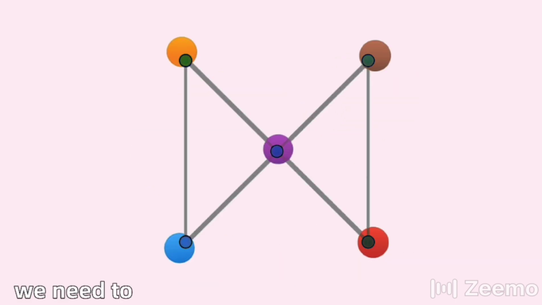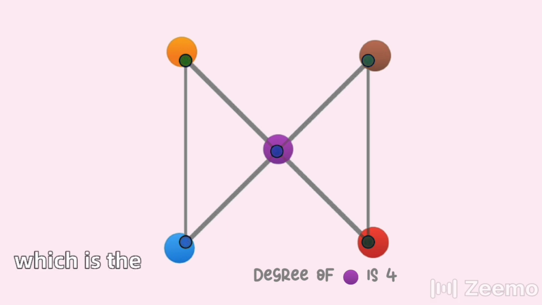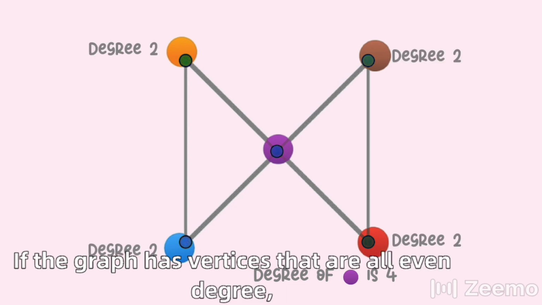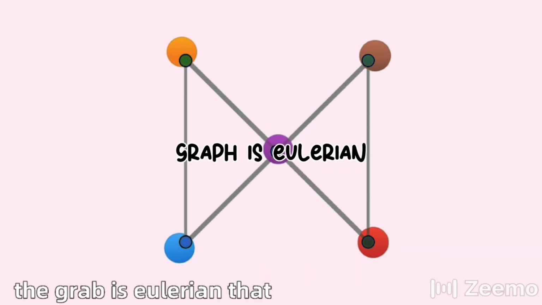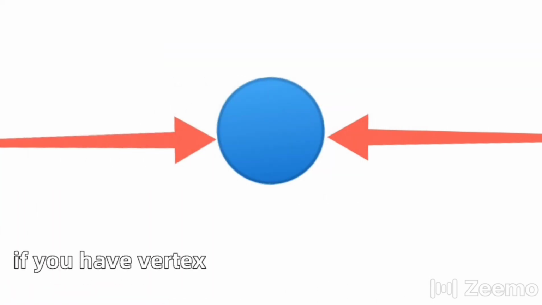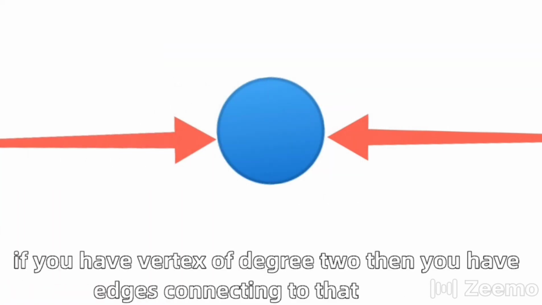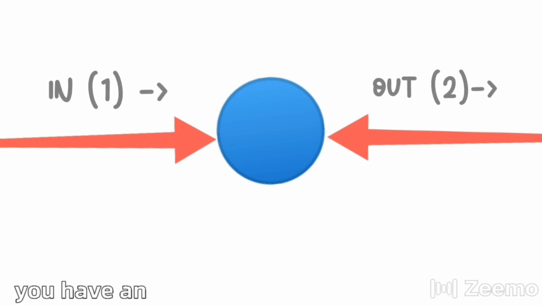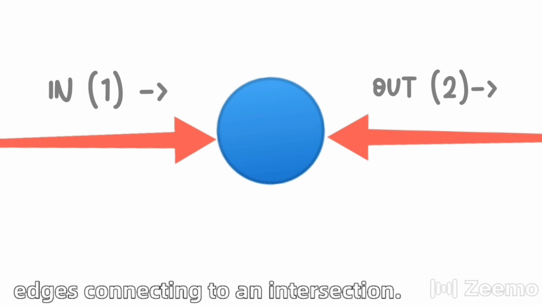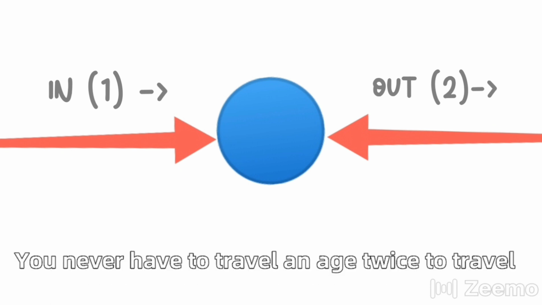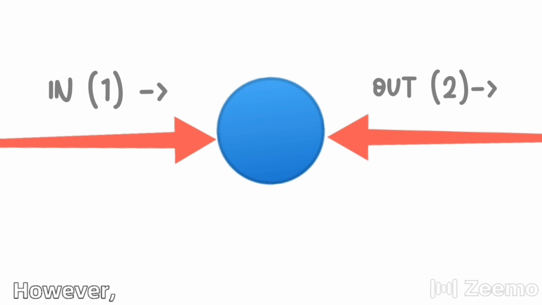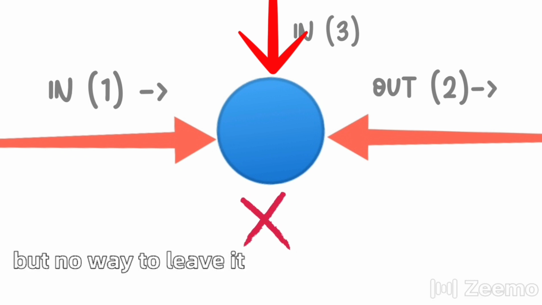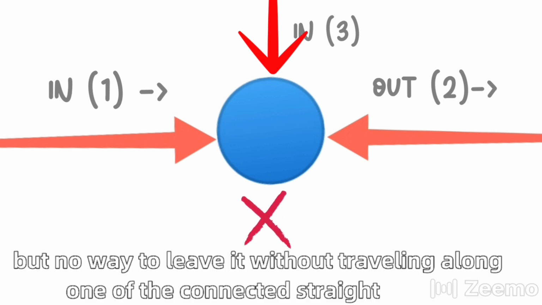For this, we need to look at the degree of each vertex, which is the number of edges attached to a specific vertex. If the graph has vertices that are all even degree, the graph is Eulerian. That works, but why? Well, if you have a vertex of degree 2, then you have two edges connecting to that vertex. One edge to go in and one edge to go out. Therefore, you have an even number of edges connecting to an intersection. You never have to travel an edge twice to travel through that intersection. However, if you have a vertex of odd degree, then you have a way to reach the intersection but no way to leave it without traveling along one of the connected streets twice.